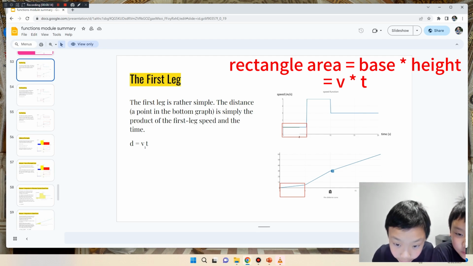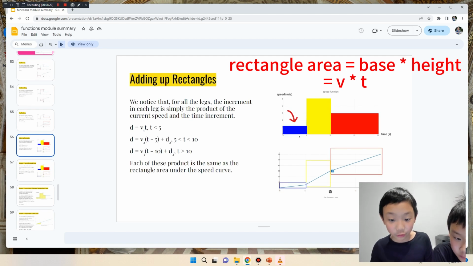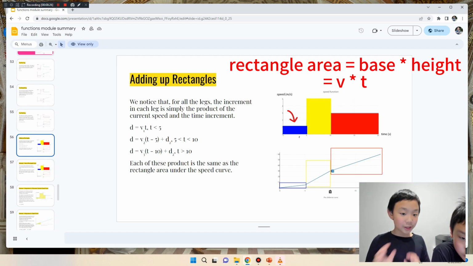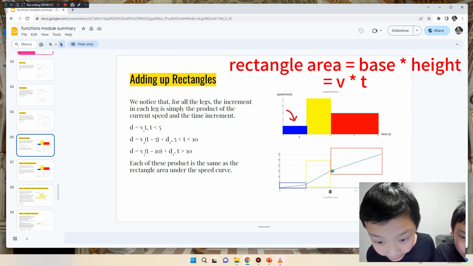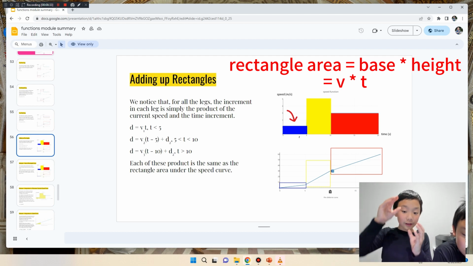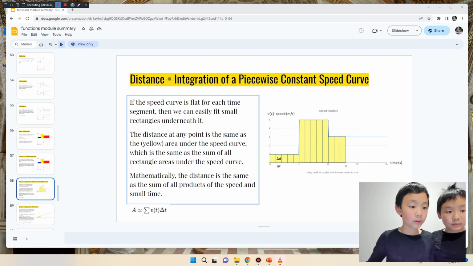You can see the rectangle right here, which we colored in blue. That is a rectangle, and that is actually the distance, because 1 times 5 is the distance. The speed is 1 and the time is 5. So the rectangles are actually the distance.